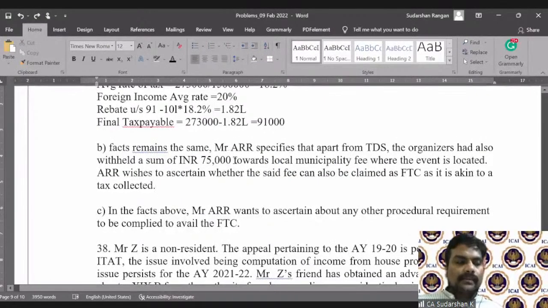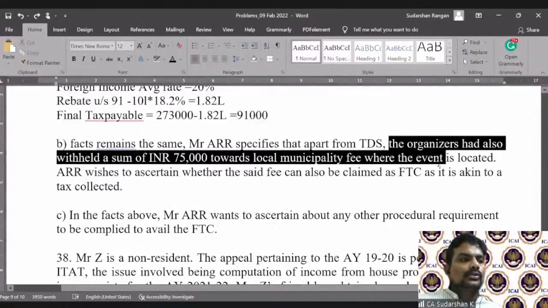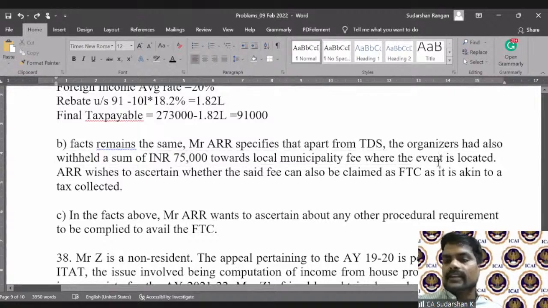Fact remains the same, that is ARR who performed in Bahrain, no tax treaty, tax was withheld at 10%. Now, the question goes further. Mr. ARR specifies that apart from TDS, the organizers had also withheld a sum of rupees 75,000 towards local municipality fee where the event was located.